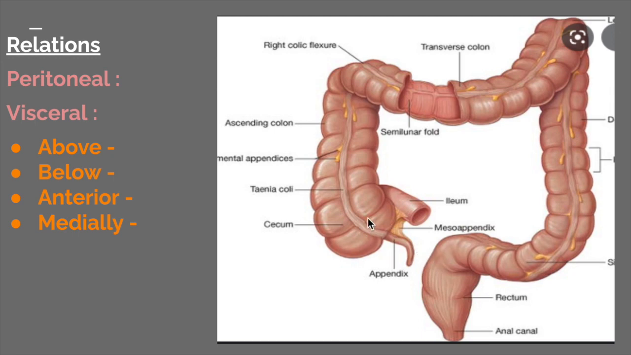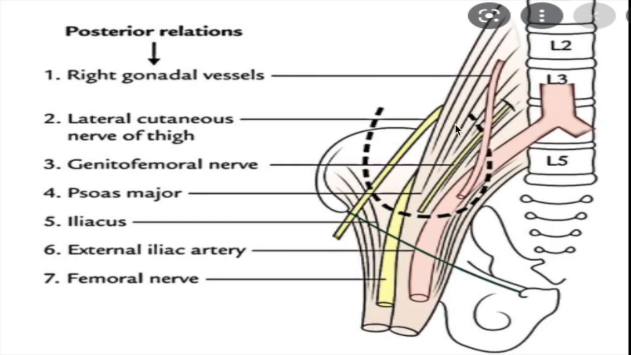See here, the entire cecum, ascending colon, transverse colon and descending colon are furnished with taenia coli. And these fat deposits are nothing but appendices epiploicae. Posterior relations. See, this is the broad psoas major muscle, and here the iliacus muscle, iliopsoas. So this is the outline of the cecum. Posteriorly, it is related to one muscle known as the iliopsoas muscle.